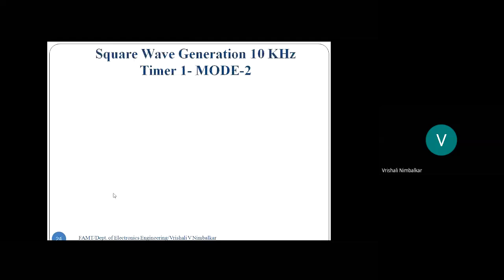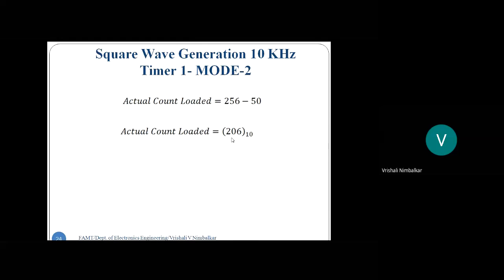Now let us go for generating the same 10 kilohertz square wave using timer 1, but in mode 2, auto reload mode. Okay, so when it is in auto reload mode, what is the maximum count? The count calculation came as 50, right? Actual count that should be loaded is, now we are in mode 2, it's an 8-bit timer counter. So the maximum count is 256. So the actual count that should be loaded is 256 minus 50.